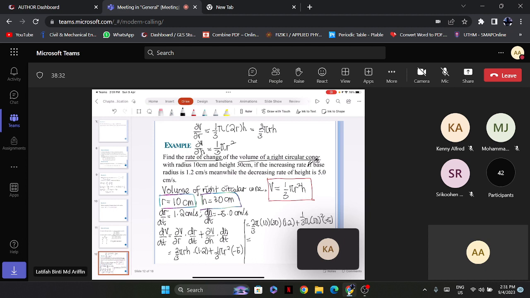Okay, selesaikan, kamu akan dapat 73 1/3 pi. Okay, apakah unit yang kita akan gunakan dekat sini memandangkan kita punya radius dan juga tinggi menggunakan sentimeter. So unitnya kat sini adalah centimeter cube per second.